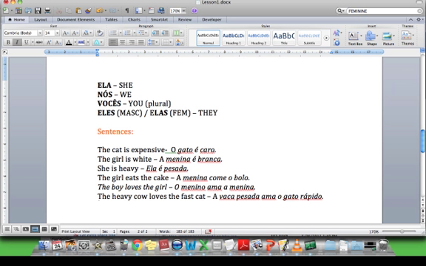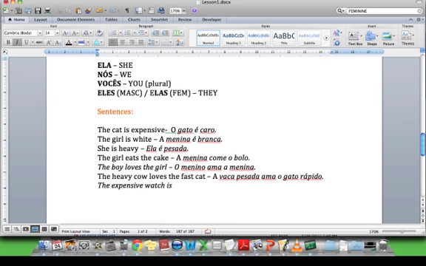So the expensive watch is heavy, okay? How would you say that in Portuguese? You actually have the tools, and I hope that you're able to come up with that sentence on your own by looking at the patterns we have studied so far.